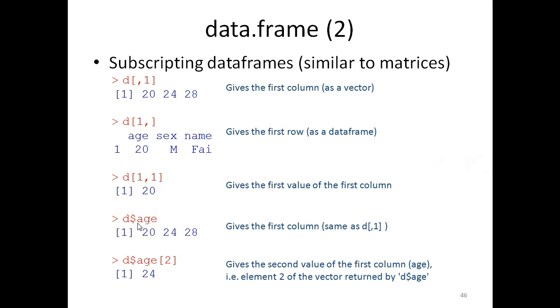Instead of giving the number of the column, you can of course use the $ sign and write D$age, then you get the column age in the form of a vector. And if you want the second row in the age column, you can write D$age[2], which is the second element of the vector retrieved as a result of the D$age. And then you get number 24, which is the second element here, and that's also, of course, the second row of the age column.